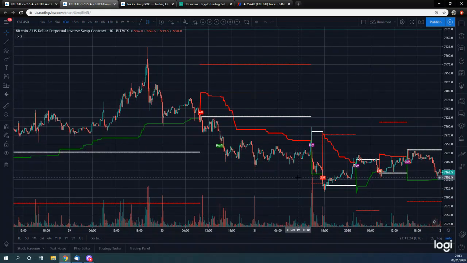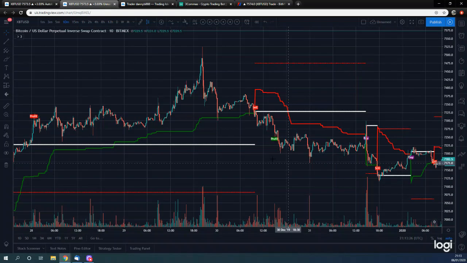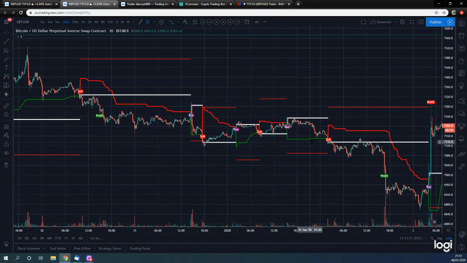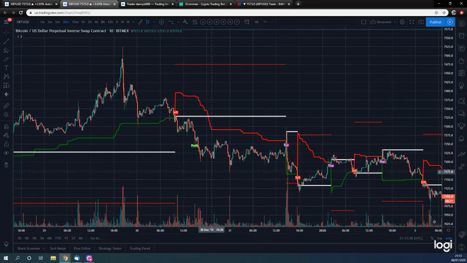But yeah, so that's a little chop zone. Obviously, this is not ideal market conditions for my bot, but there are things that we can do about this, which I'll talk about in a minute.